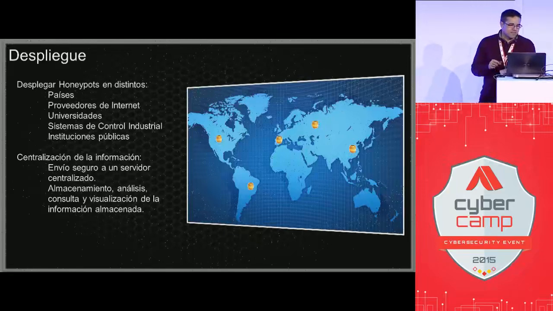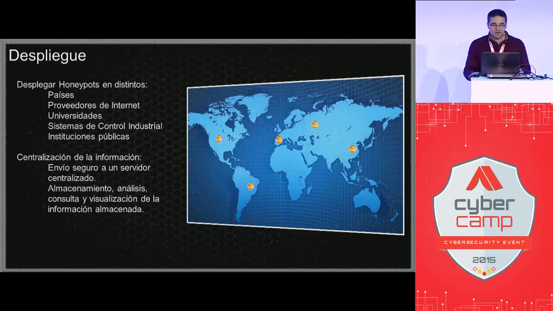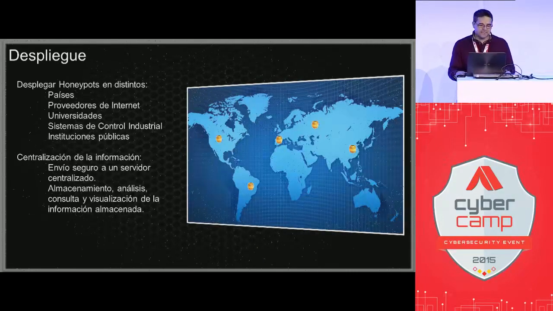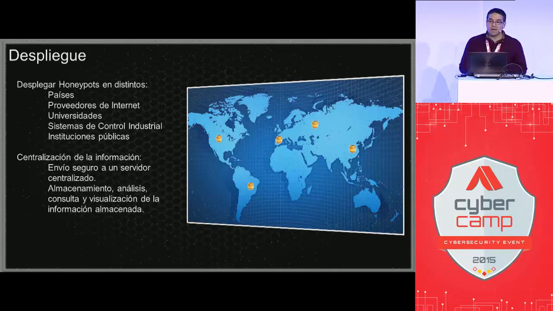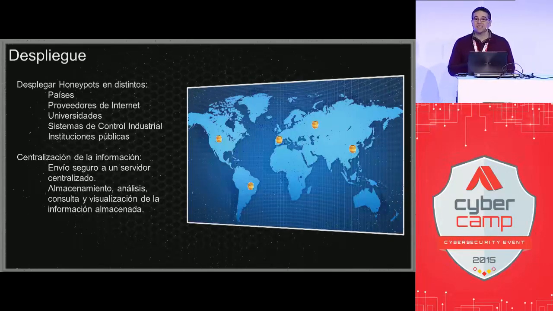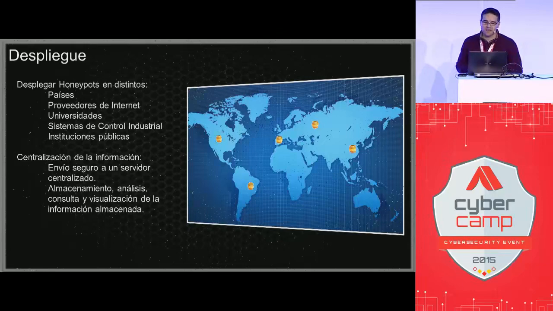Now, deployment, a high level one. We would deploy honeypots in several countries, internet providers, universities, industrial control systems, public institutions, and then we will centralize information. All the information gathered in the probe or the sensor will be sent out to a central location for analysis, consultation, and visualization.